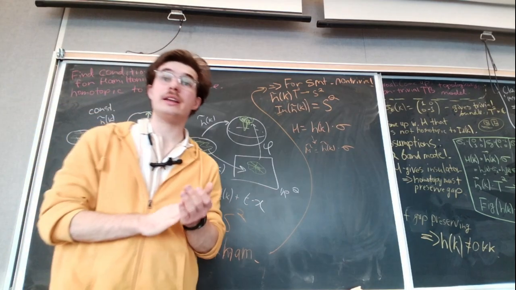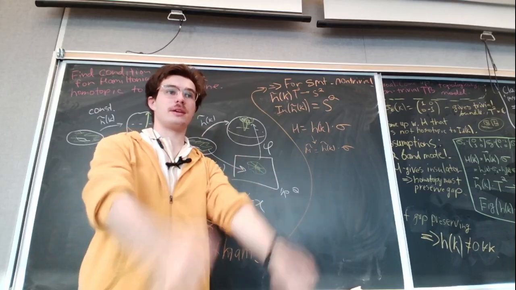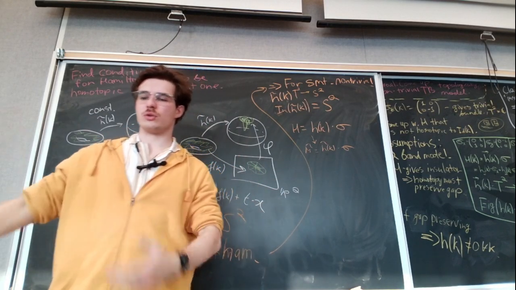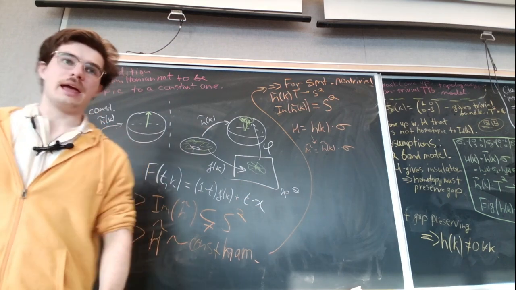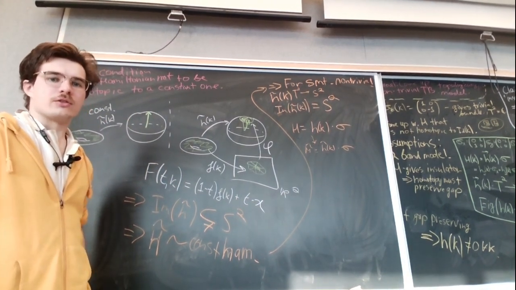So now we have to write down a tight binding model where the h of k gives me the whole sphere. The image is the whole sphere. And I want it to be a two-band model. Do you agree? So two-band model.